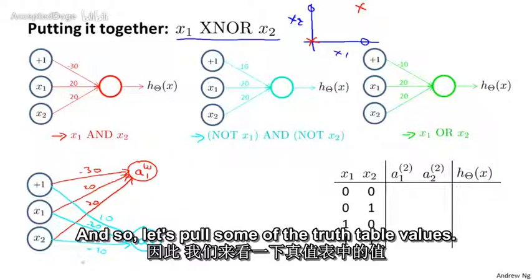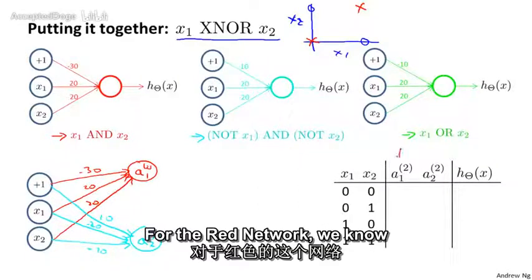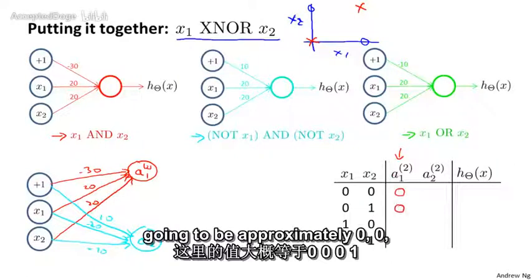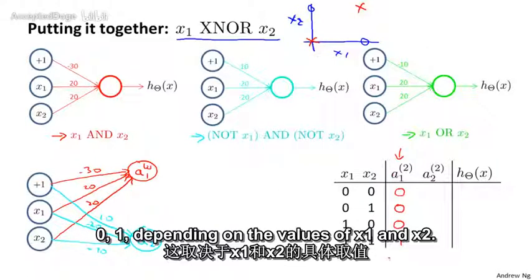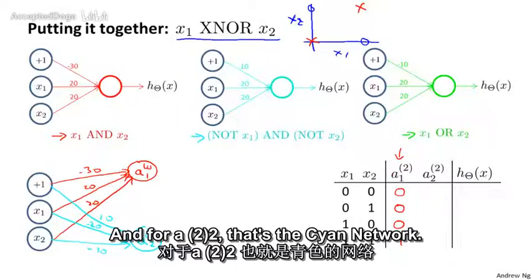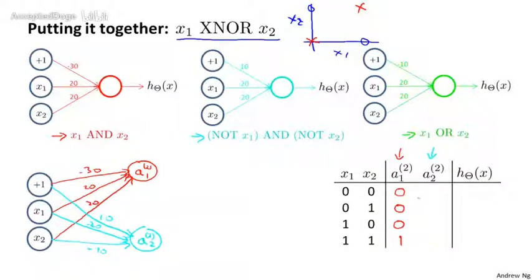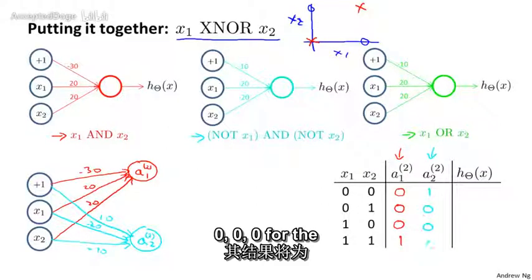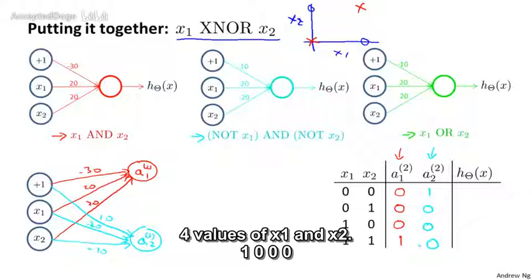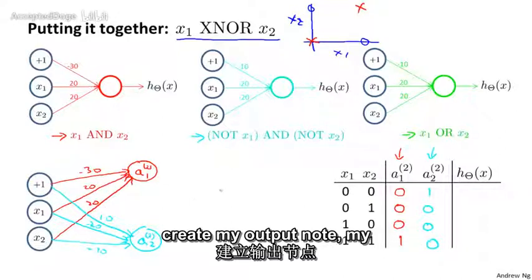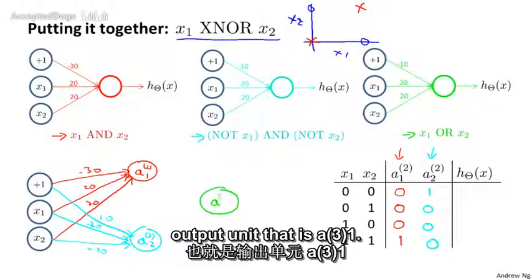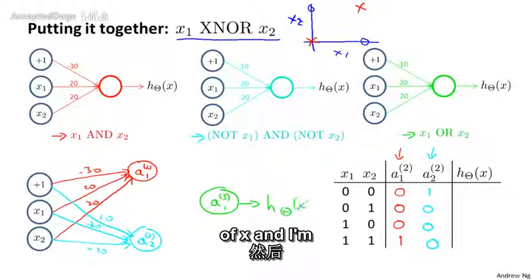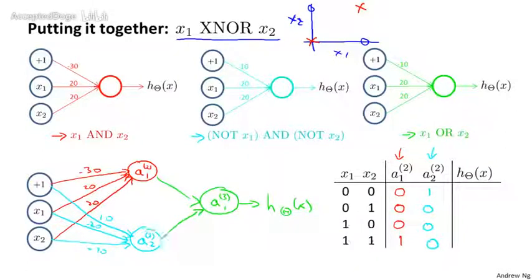And so let's fill in some of the truth table values. For the red network, we know that was computing x1 AND x2, and so this will be approximately 0, 0, 0, 1, depending on the values of x1 and x2. And for a_2^(2), the cyan network, well, we know the function (NOT x1) AND (NOT x2) outputs 1, 0, 0, 0 for the four values of x1 and x2. Finally, I'm going to create my output node, my output unit, that is a_1^(3). This is what will output h(x). And I'm going to copy over the OR network for that.